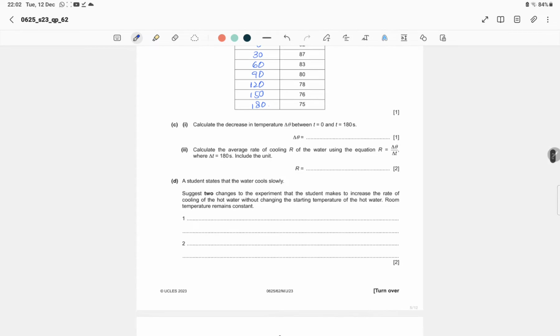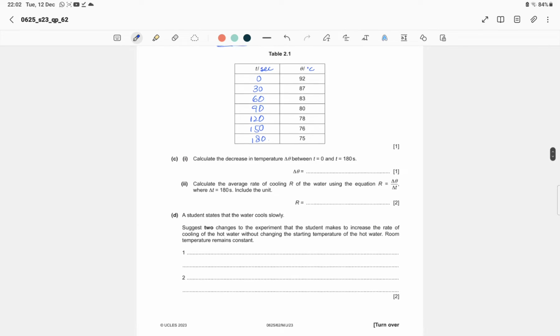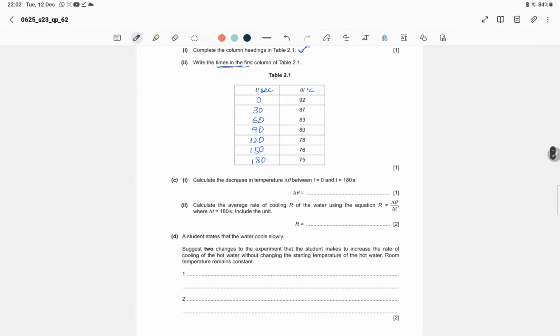Calculate the decrease in temperature delta theta between t equals to 0 and t equals to 180. So now over here what you need to do is that you have to find out the change in temperature between these two values when the time is 180 and when the time is 0. Okay, so if you do this thing, so it's going to be 92 minus 75, which is going to be 17. So it's going to be 17 degrees Celsius.